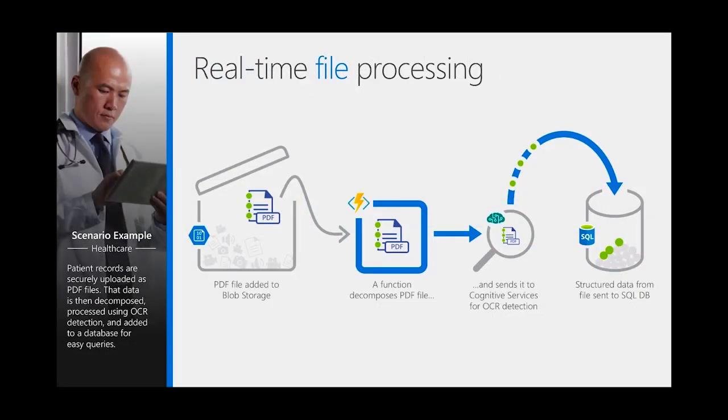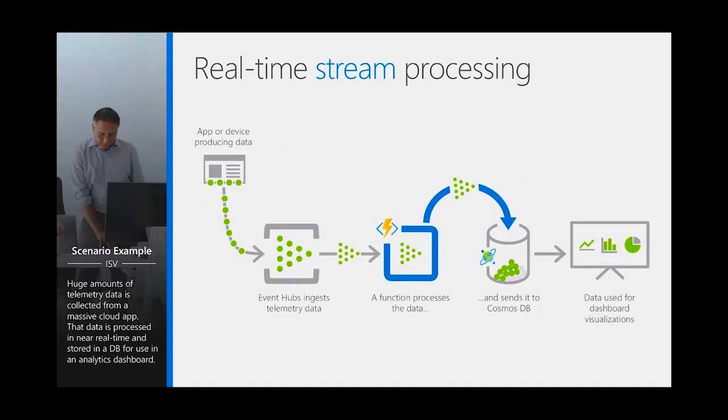The other scenario, you can make use of Azure Function for real-time processing. Say somebody drops a PDF file into a specific blob storage, and then you can pick up that blob storage and then decompose the PDF files, call an Azure Cognitive Service to perform the OCR detections, and then detect the digital format of the files and store it into a structured data like a SQL database. That's also a common scenario.